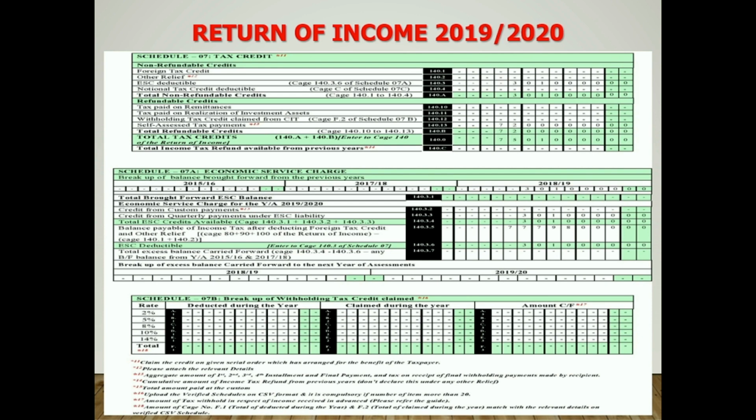Therefore, I have claimed the total by entering the same in page 140.3.6. There is nothing to fill in Schedule 7B, and the total EAC quarterly installments and assessment payment are entered in Schedule 7. Total tax credit as found from the schedule is entered in the first page of the return of income.